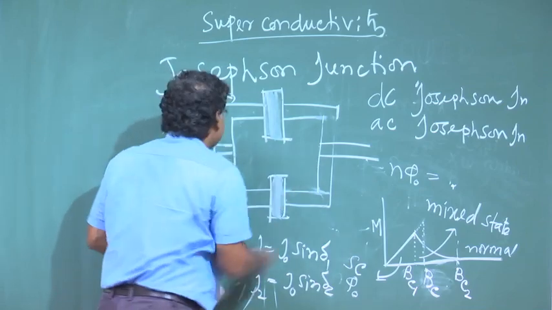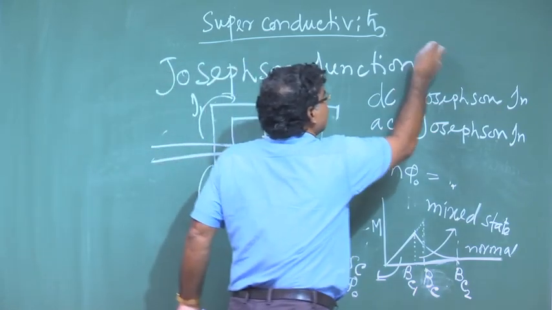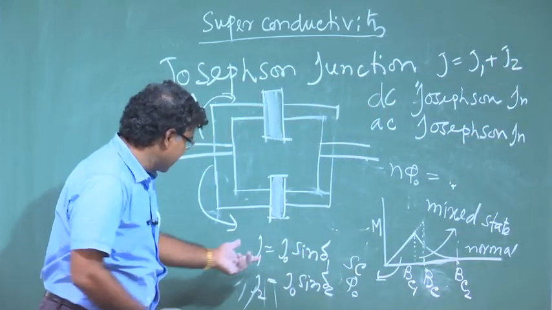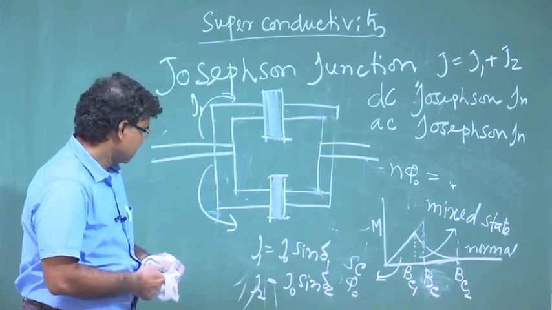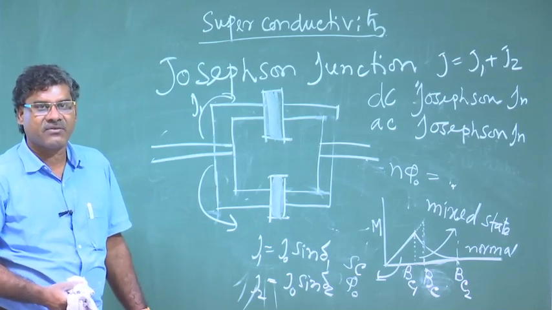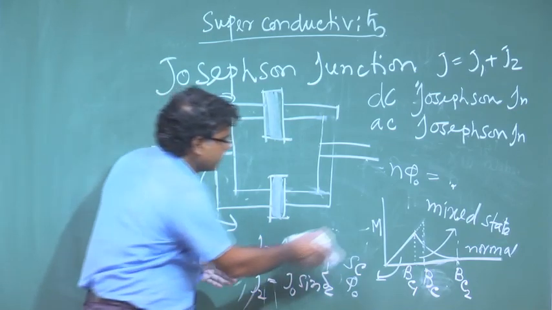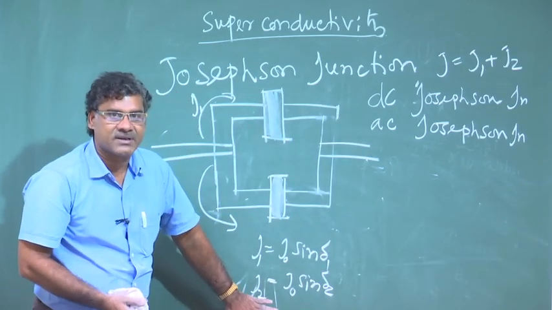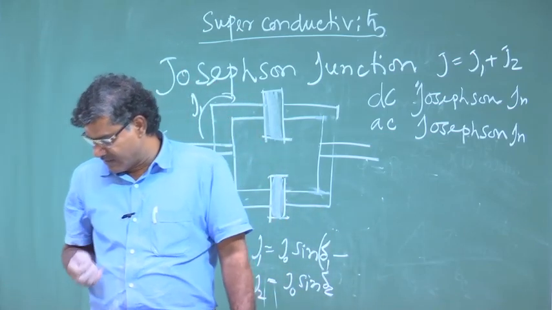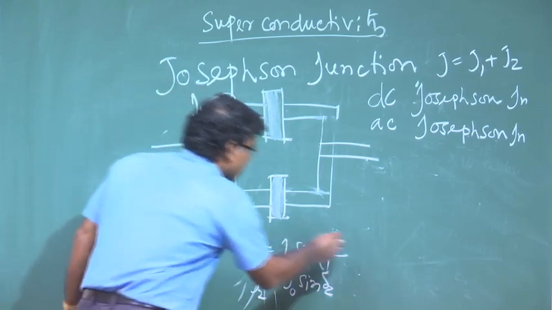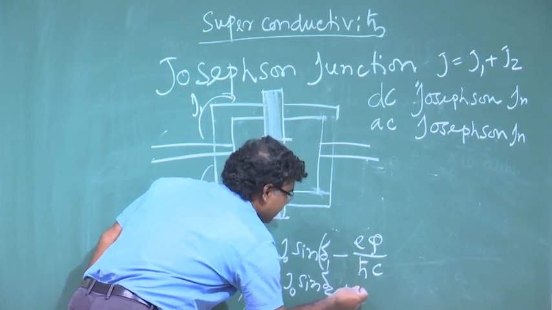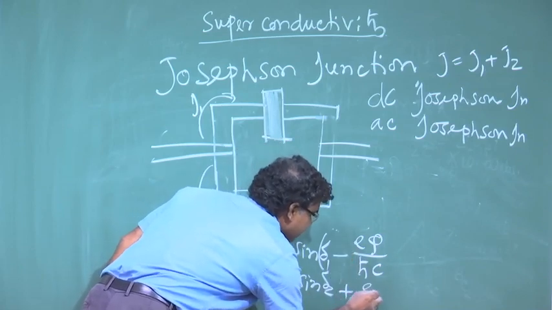Now, the total current is J equal to J1 plus J2. So, if we add them. Now, if it is in a magnetic field, then if there is no magnetic field, this is the phase change, but if there is a magnetic field, an additional phase is added. That is e phi by h cross c, with a minus sign on one side and a plus sign on the other.